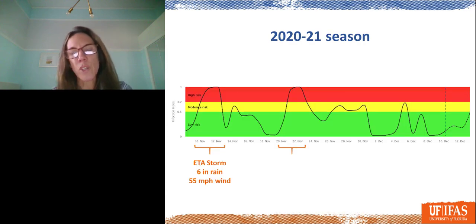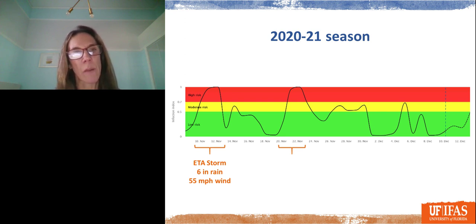So moving forward to this season where we are, early in November, on November 10, 11, and 12, we had the Eta tropical storm going through our area, which brought about 6 inches of rain. Winds were 55 miles per hour. And again, it moved the disease to fields that were not previously affected. After that, we had another couple of days when conditions were conducive, and it has since calmed.